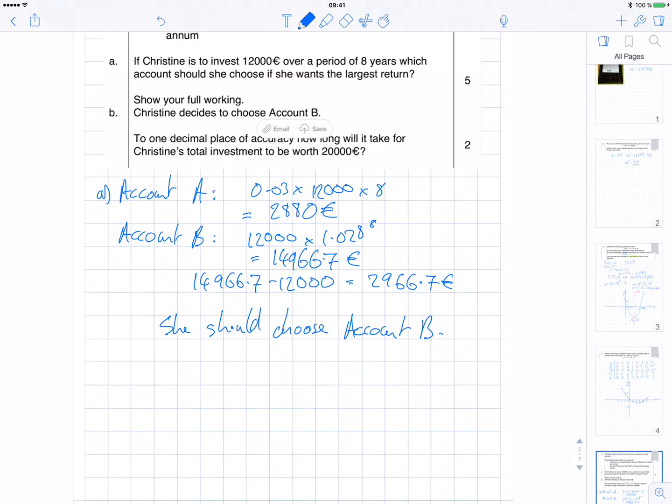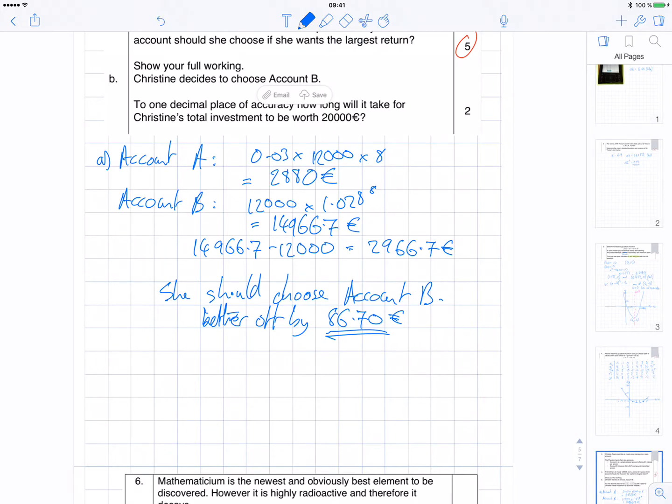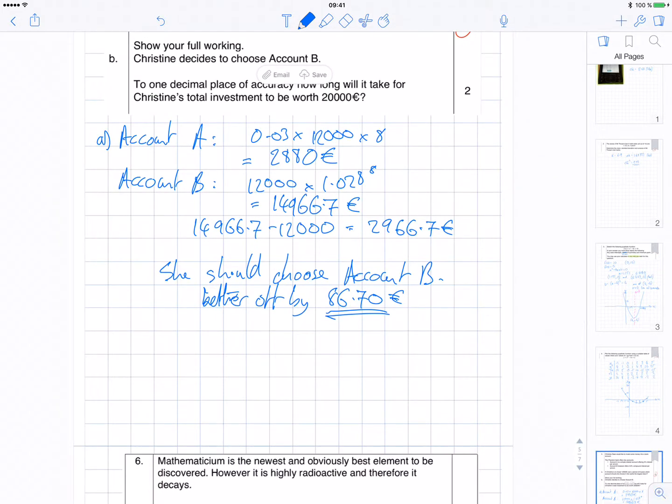It's better by how much? She's better off by 86.70 euros. Not that much over that much time, is it? So that's 5 marks. And now, to one decimal place of accuracy, how long will it take for Christine's total investment to be worth 20,000?